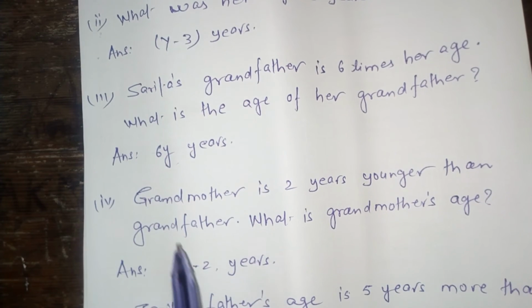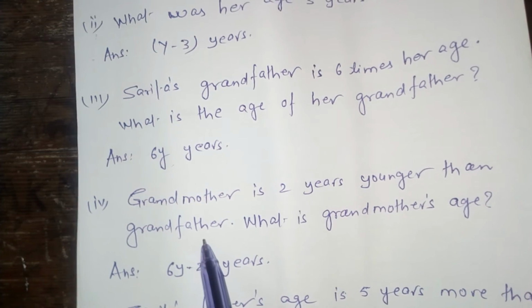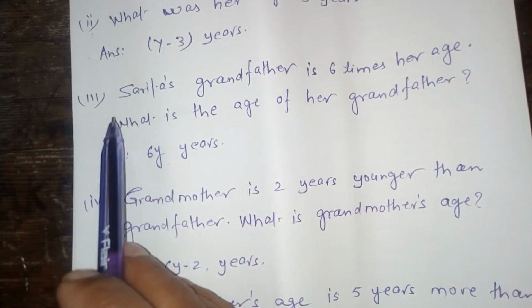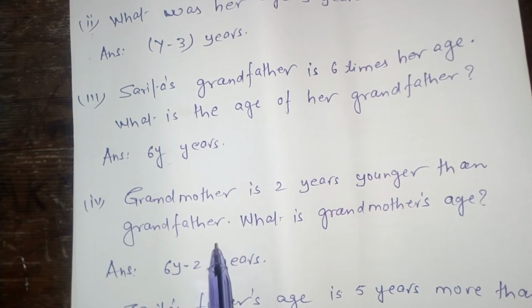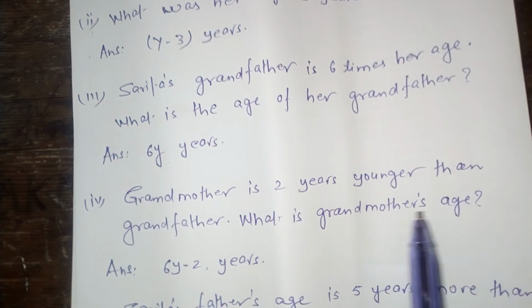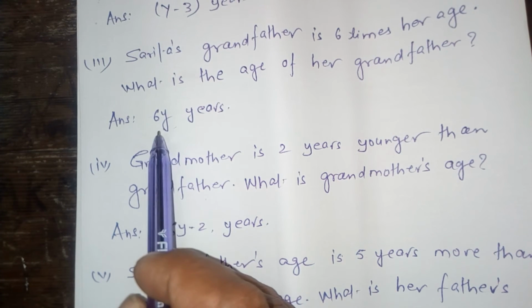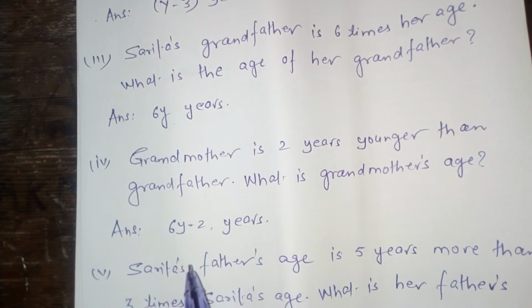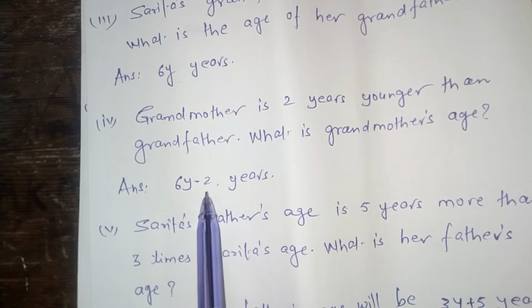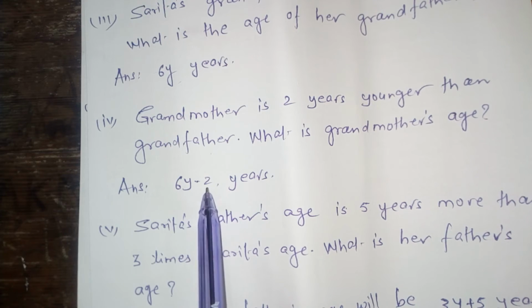Your fourth question is grandmother is 2 years younger than grandfather. Fourth question totally depends on the third problem. What is grandmother's age? You know very well in the third statement age of grandfather is 6y years, and grandmother is 2 years younger than grandfather. So grandmother's age will be 6y minus 2 years.